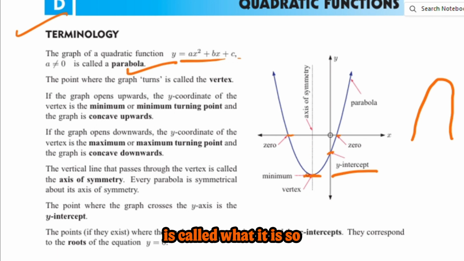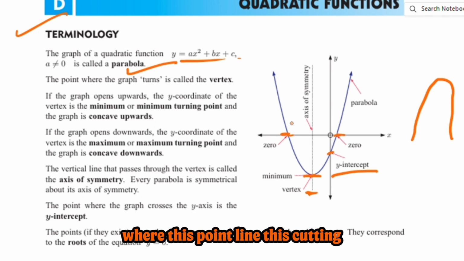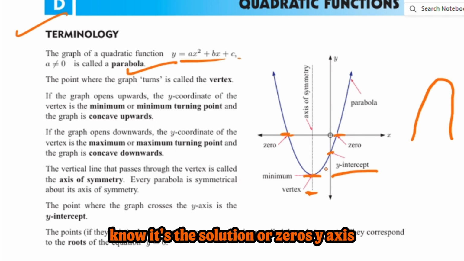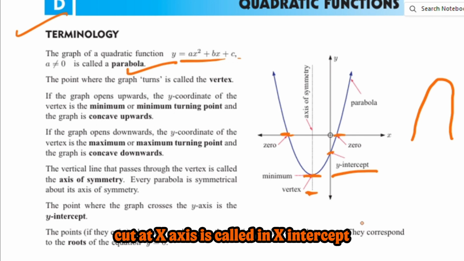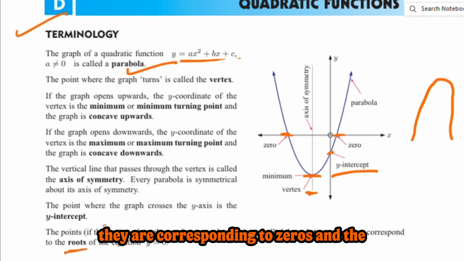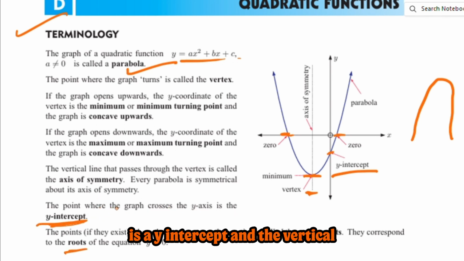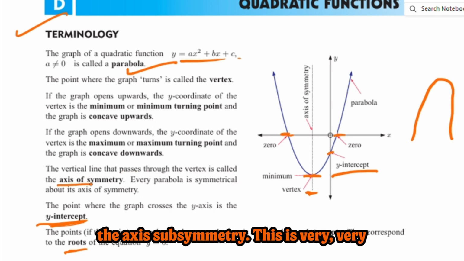This line is called the axis of symmetry. The points where the graph cuts the x-axis are the solutions or zeros. The point where the graph cuts the x-axis is called the x-intercept, corresponding to the zeros, and the point where the graph crosses the y-axis is the y-intercept. And the vertical line passing through the vertex is called the axis of symmetry.